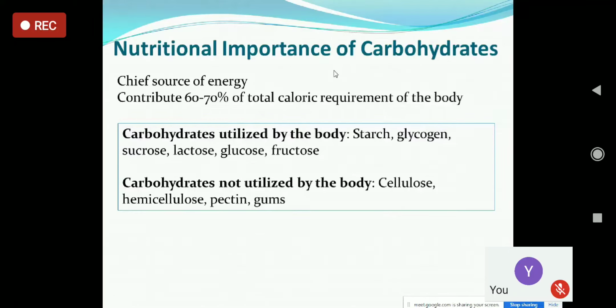So all these nutrients have their own importance in the body. Carbohydrate is the chief source of energy and it contributes about 60 to 70% of the total caloric requirement of the body. Carbohydrates utilized by the body are starch, glycogen, sucrose, lactose, glucose, and fructose, and carbohydrates not utilized by the body are cellulose, hemicellulose, pectin, and gums. So all the carbohydrates are not utilized. You know this.